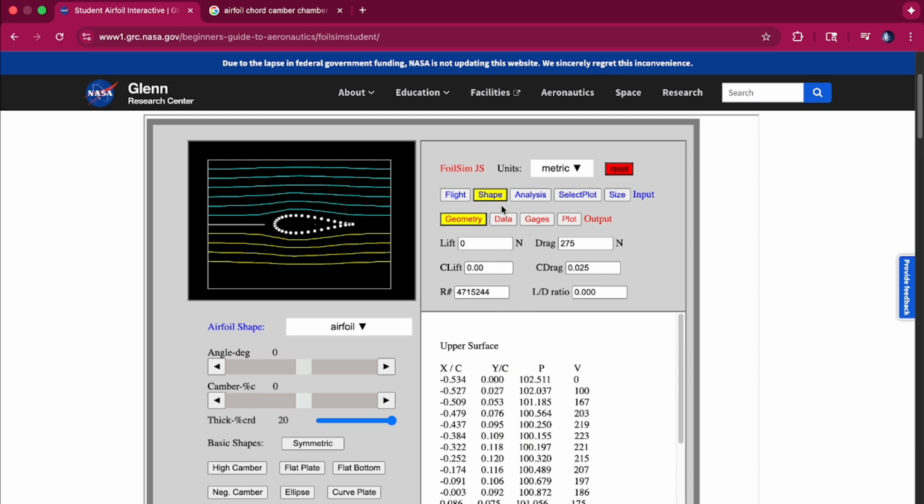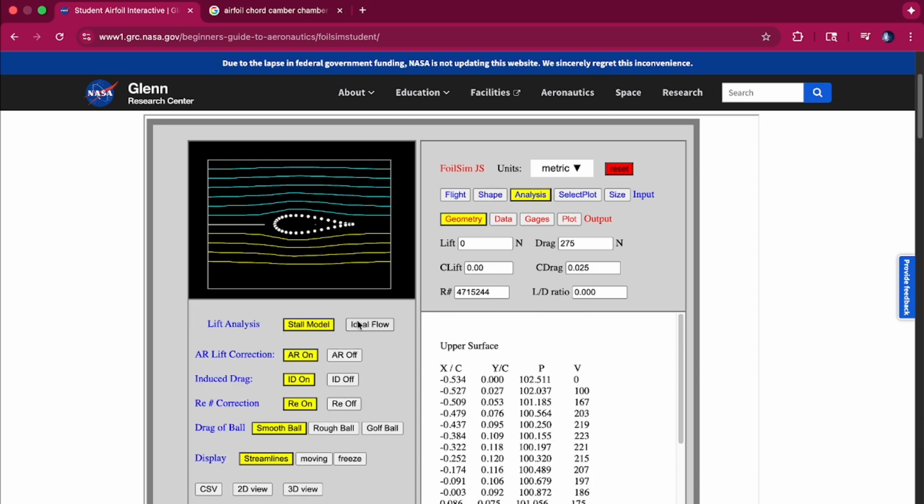And yeah, we also have analysis, how we can see if we have an ideal flow, you can see that if it's a stall, 275 if it's symmetrical. If it's a symmetric airfoil, you can see that the drag is way greater than the lift. You can turn certain parameters off and on, so yeah. If it's moving, if it's streamlined, this is streamlined. If it's moving, the air, once it passes through, it's going to go like that. And yeah, if it freezes, it stops.